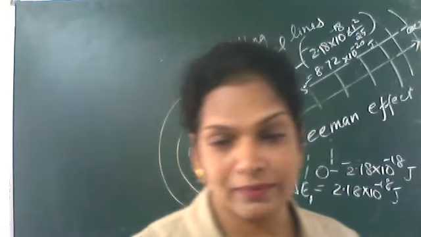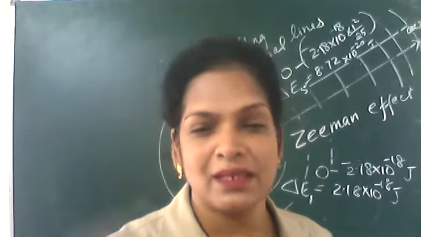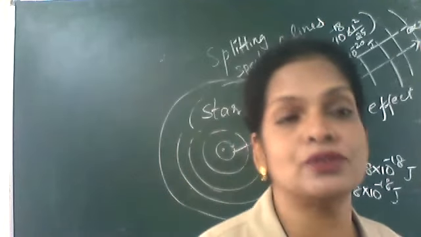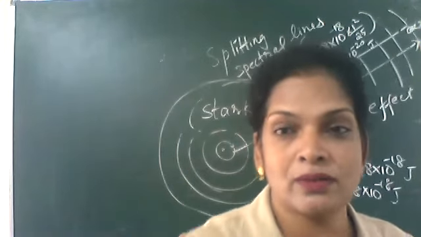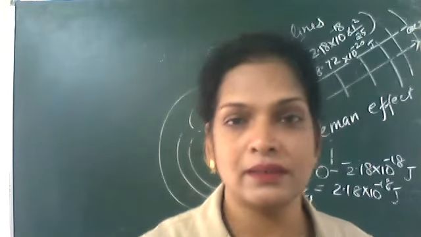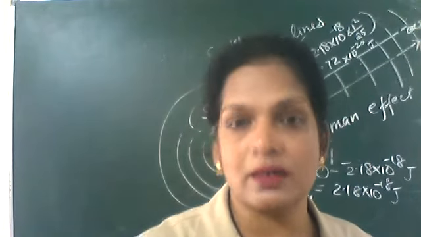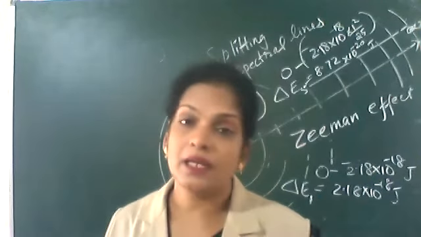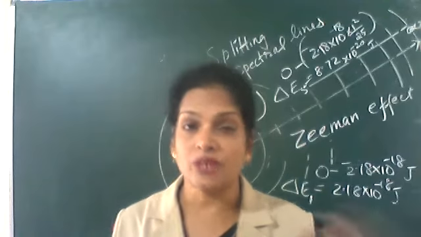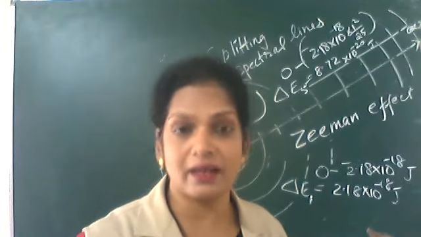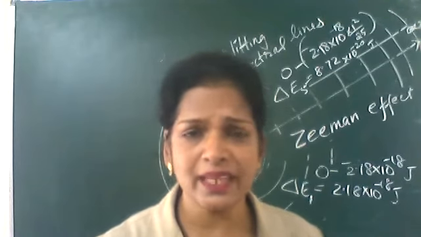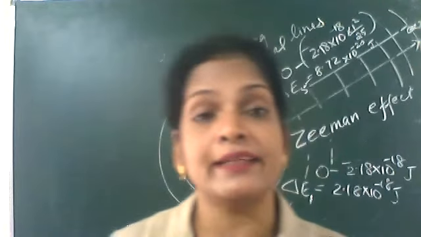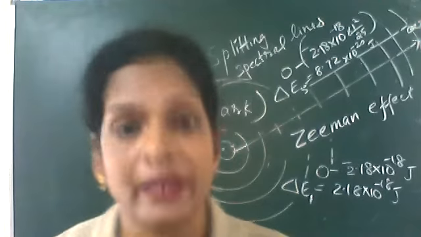Those are somebody's names. Just match them like this, otherwise you will get confused while writing the answers during the examination. So magnetic effect, electric spark. Splitting of spectral lines in electric field is called Stark effect, a scientist's name. And splitting of spectral lines in magnetic field is called Zeeman effect.